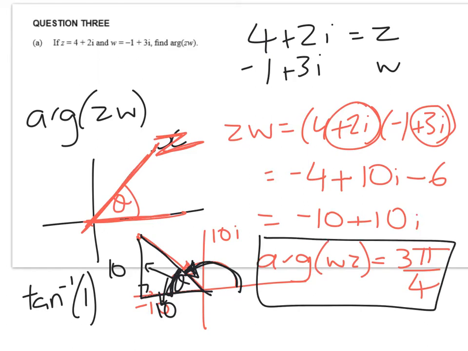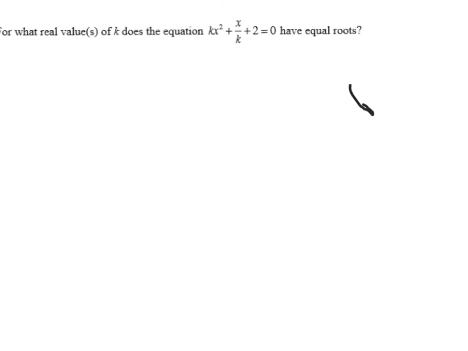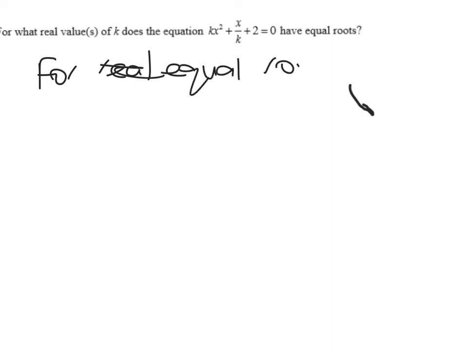Okay, on to part 2. Right, for what real values of k does this equation here, let's just make it a bit bigger, there we go, have real roots? So for an equation to have, not to have real roots, to have equal roots. So for equal roots, we require the discriminant to be 0.